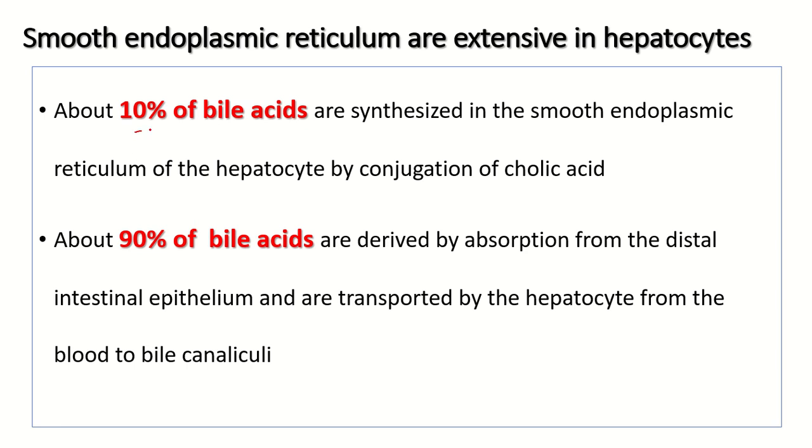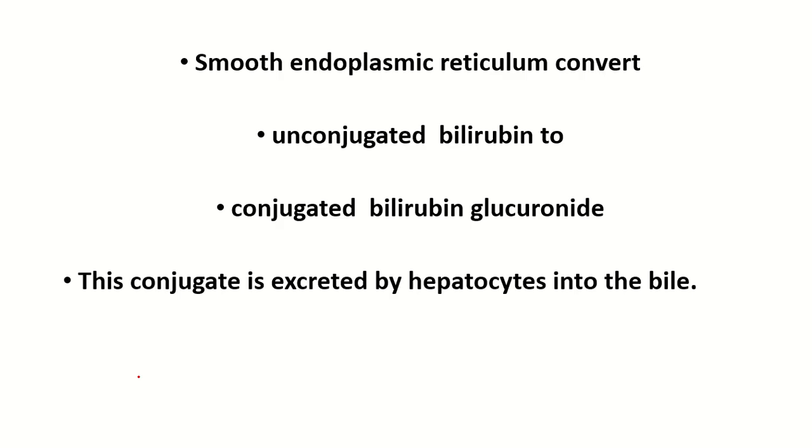About 10% of the bile acids are synthesized in the smooth endoplasmic reticulum of hepatocytes by the conjugation of cholic acid. About 90% of the bile acids are derived by absorption from the distal intestinal epithelium and are transported by the hepatocyte from the blood to the bile canaliculi.